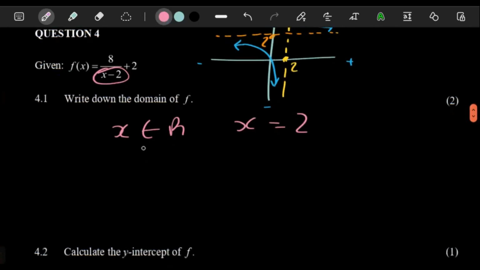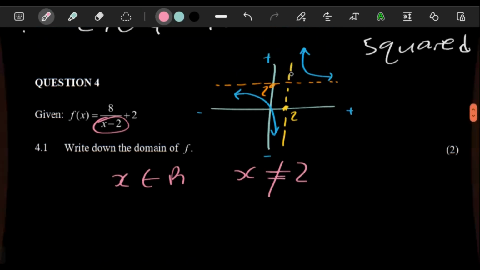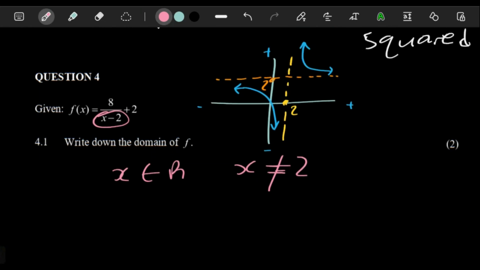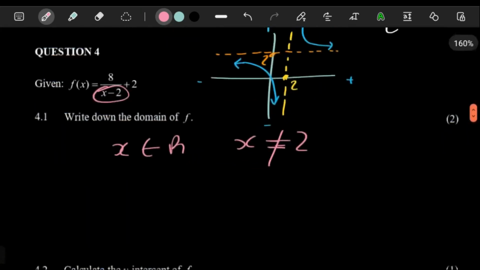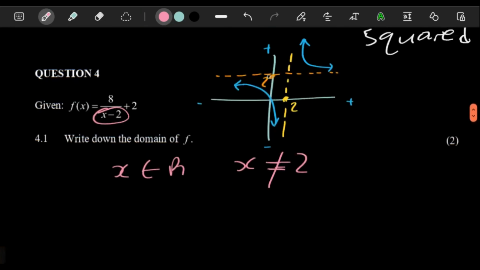Oh, wait, no. We said x is an element of R, but x cannot be equal to 2, because your graph is not going to touch positive 2. If you were asked for the range, you would say y is an element of R, but then y cannot be equal to 2.